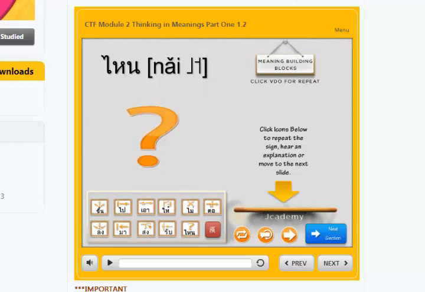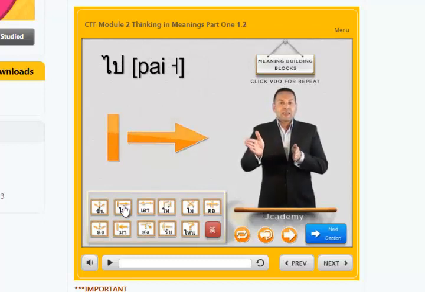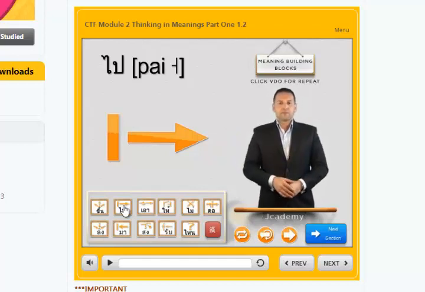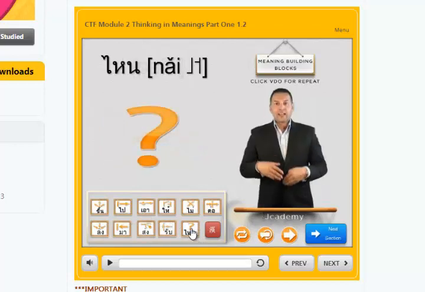Now let's have a look at this, from my Thinking and Meanings module from the online Cracking Thai Fundamentals course at J Academy. You can see this nai word here. What it is, nai is one of 11 key words. So for example, I've got this word here. Okay, so here we learn that it does not just mean to go, as many people think it does, but we're interested in this one here. Let me just click on it now as it loads up.